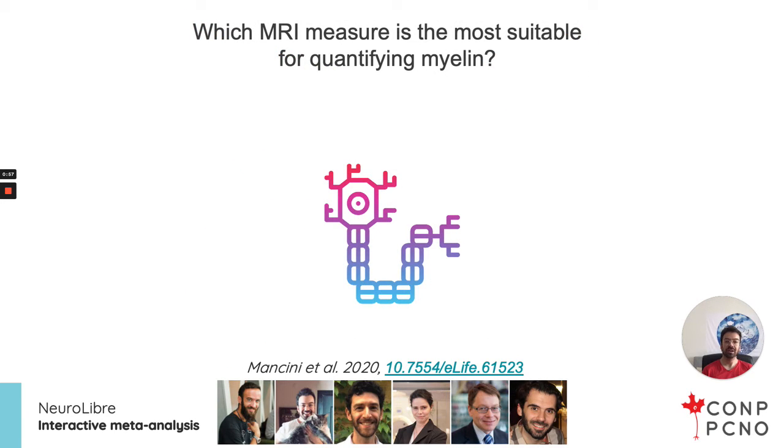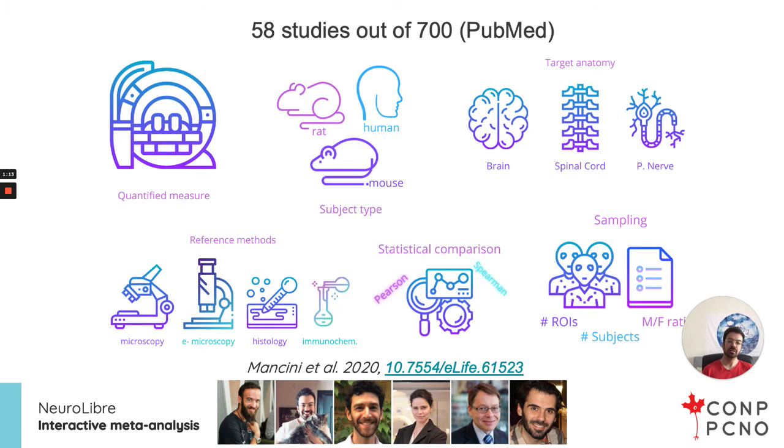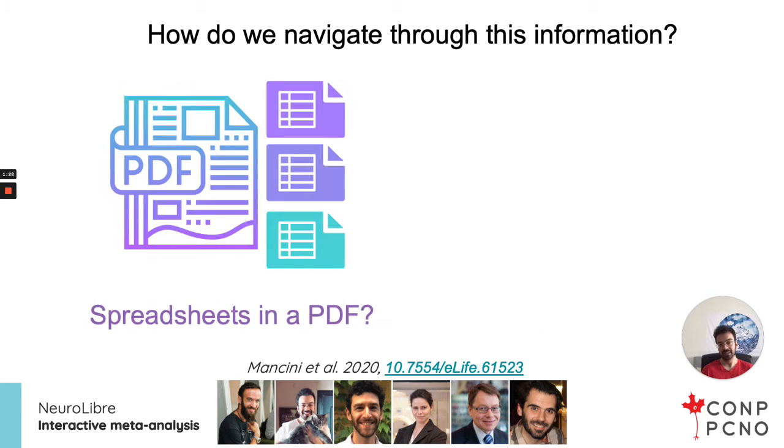For quite a long time, the microstructural imaging community wanted to have a sense of which MRI measure is the most suitable to quantify myelin, and recently we tried addressing this question with a meta-analysis, which is now published in eLife. Studies included in this meta-analysis differed from each other in various aspects, such as quantified measure, reference methods, or subject type. As you would expect, this non-uniformity doesn't make a qualitative synthesis of the existing literature any better, especially if the data is presented by spreadsheets in several landscape pages presented in a row.